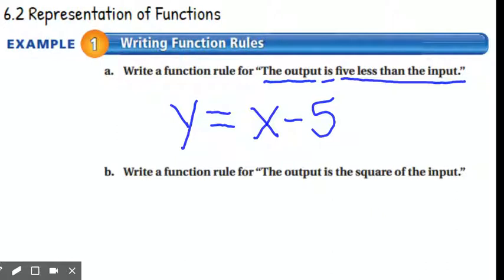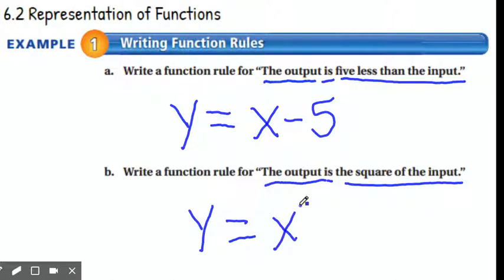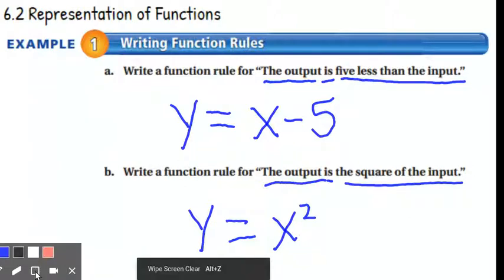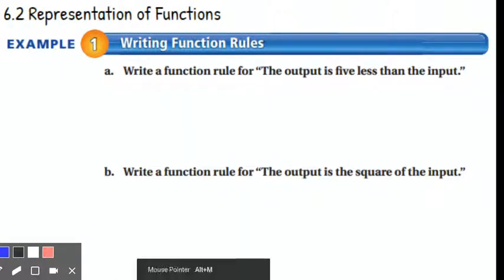So then for part B, same sort of idea. The output, meaning your y, equals the square of the input. So if the input is x and we square that, we just give it an exponent of 2. So that's all you have to do for writing function rules. Like I said, pretty easy. You don't have to solve them. So that's how you do that. On the next one, let me switch slides here.